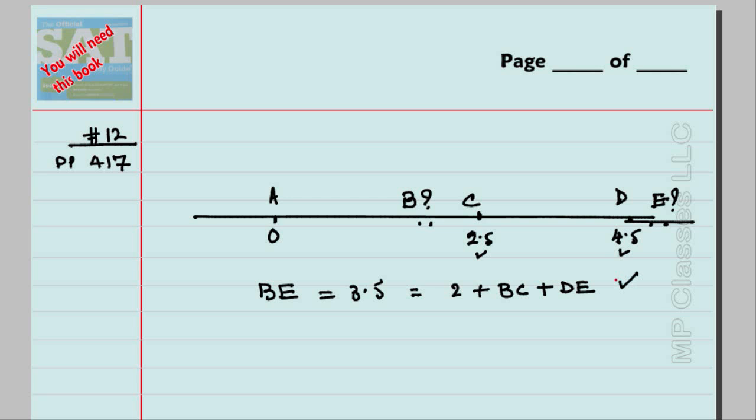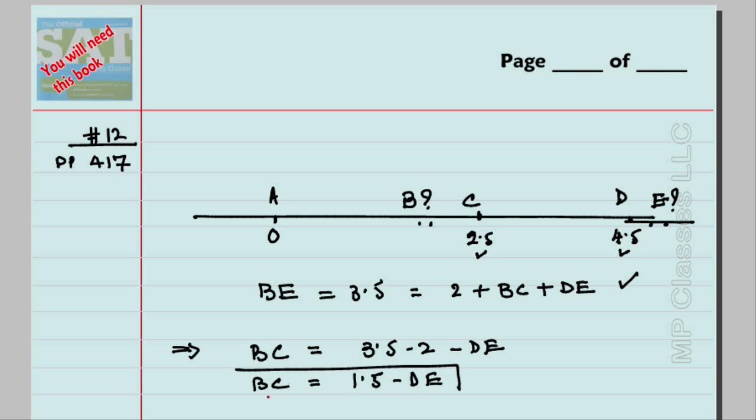This is an exact equation. That means it's not an inequality. So this implies that BC is equal to 3.5 minus 2 minus DE, which is equal to 1.5 minus DE. What this means is we can place B and E whichever way we want, such that BC is going to be 1.5 minus DE.